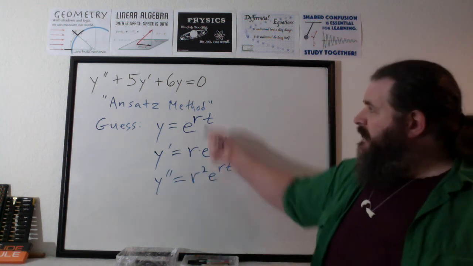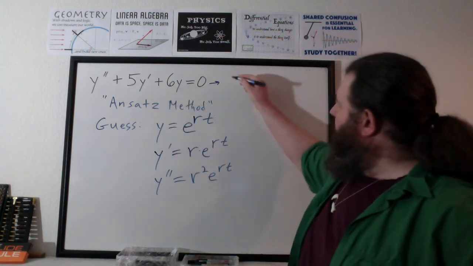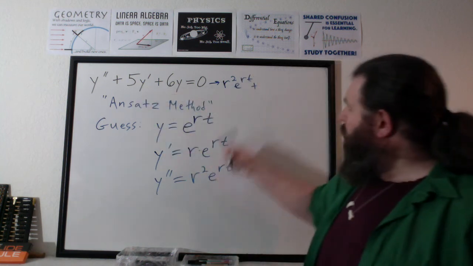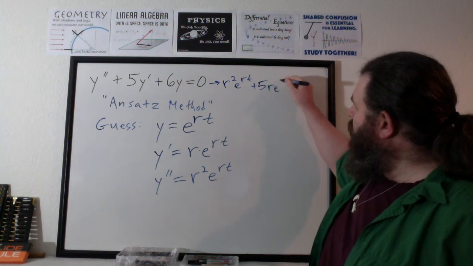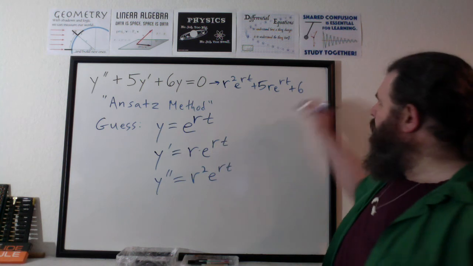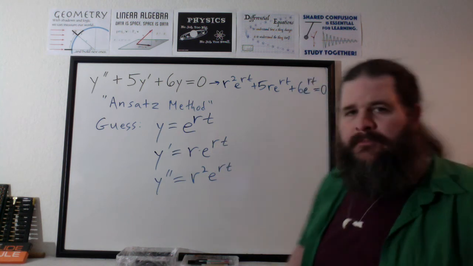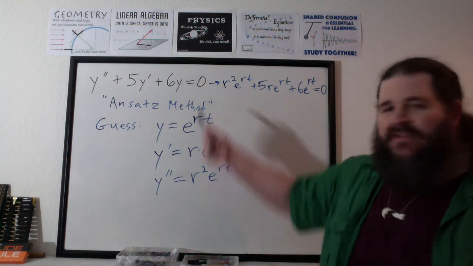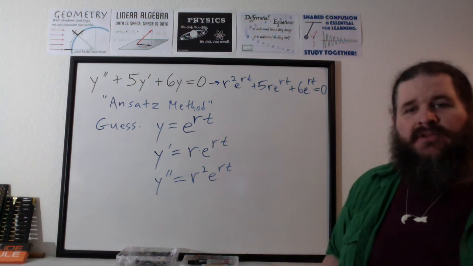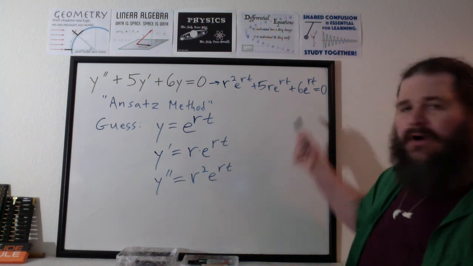So if we fill these back into the original differential equation, y double prime is r squared e to the rt, plus 5 times y prime, so 5r e to the rt, plus 6 times the original function, our guess, e to the rt, and we want to make sure that adds up to 0. Now this equation essentially is going to tell us two things. First of all, is this guess even valid? Does it even work? And second, it allows us to figure out what values of r or any other parameters will make this work.